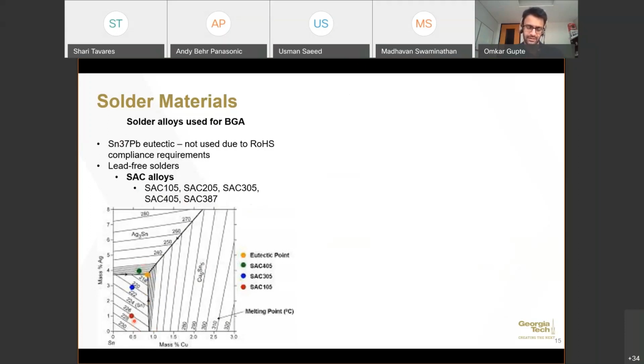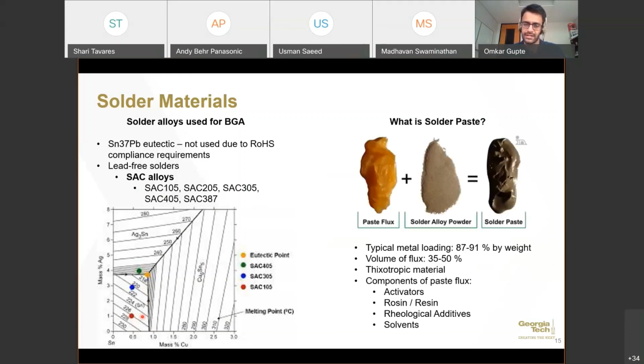They are higher than the tin-lead eutectic, but these alloys are known to give good reliability among the lead-free solder alloys. So once we have the solder alloys, the next thing to look at is what a solder paste is and how to get a solder paste.